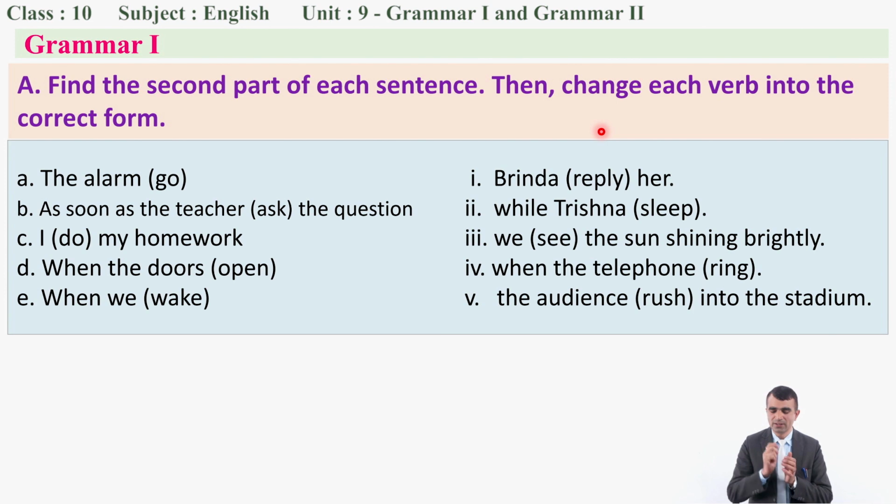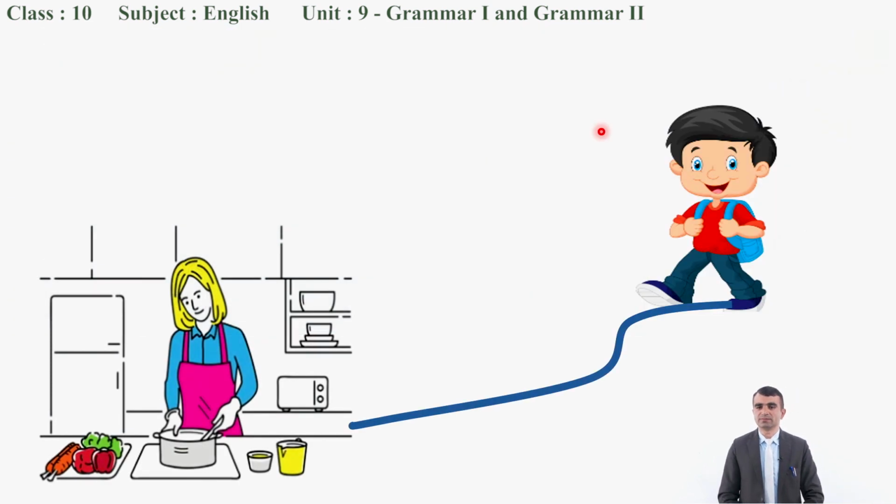Look at the picture here. What can you see in the picture? A boy. Yes, a school boy. The school boy is going home. And then what can you see here? Someone is working in the kitchen, maybe preparing to cook something. Now what does the boy say here?